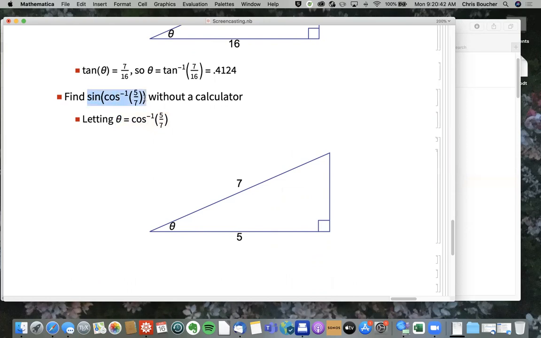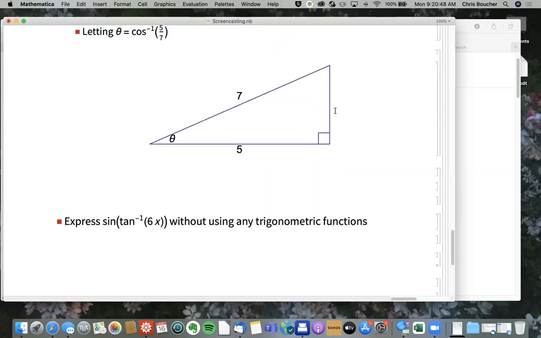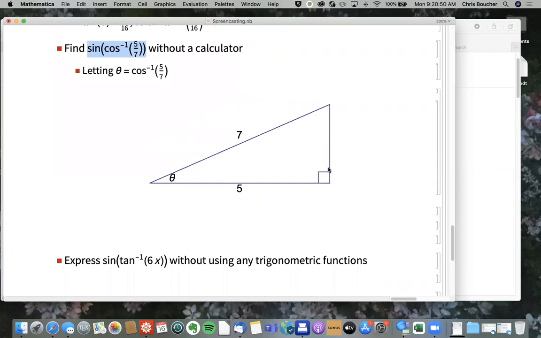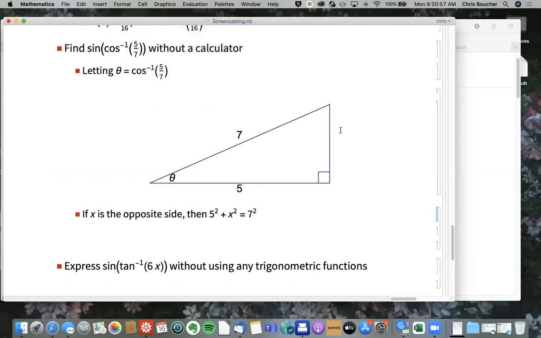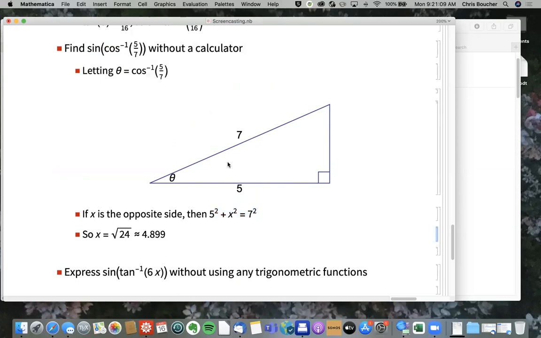Well, sine is opposite over hypotenuse, so that would be this vertical side divided by the hypotenuse. I don't know what the vertical side is, but I can figure it out using the Pythagorean theorem. So that's the first thing I'm going to do here. Call the opposite side x. Then by the Pythagorean theorem, 5 squared plus x squared equals 7 squared. And I can solve that equation for x pretty easily. I'll just do a little bit of algebra there.